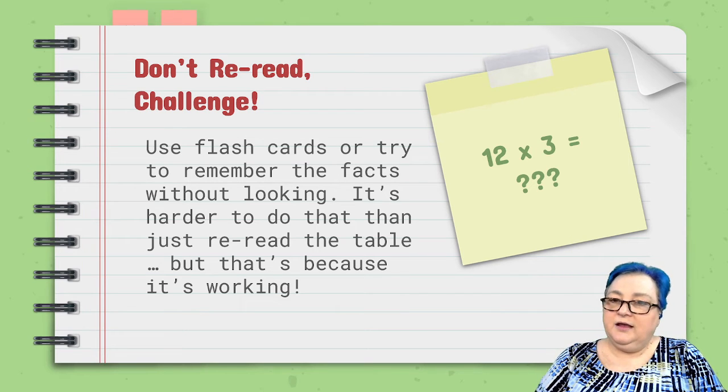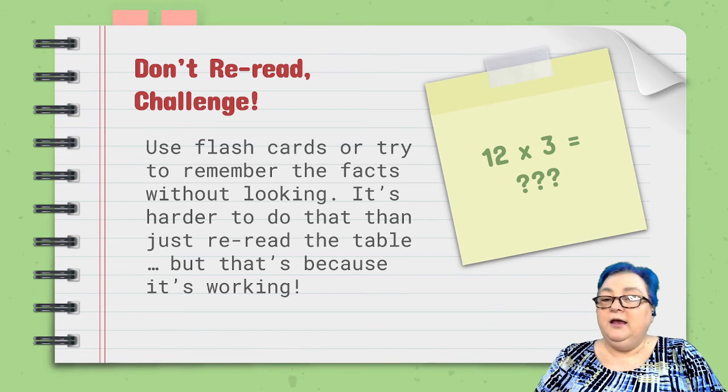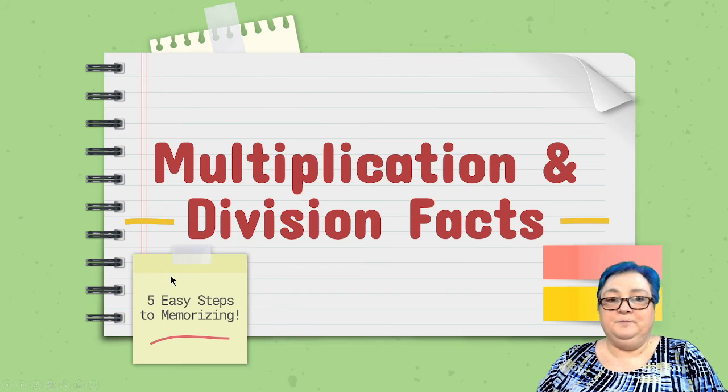What's 12 times 3 again? And try and pull that answer or retrieve that answer out of my brain. It's much harder than rereading. The reason it's harder is because it's working. You are learning those facts. And that's 5 easy steps to memorizing your multiplication facts.